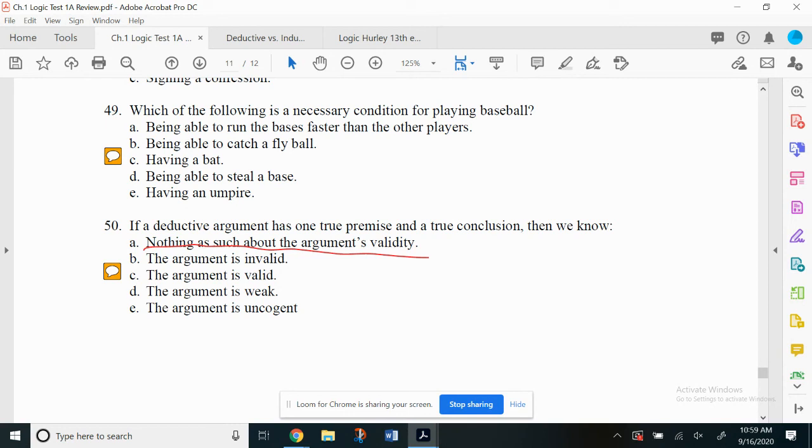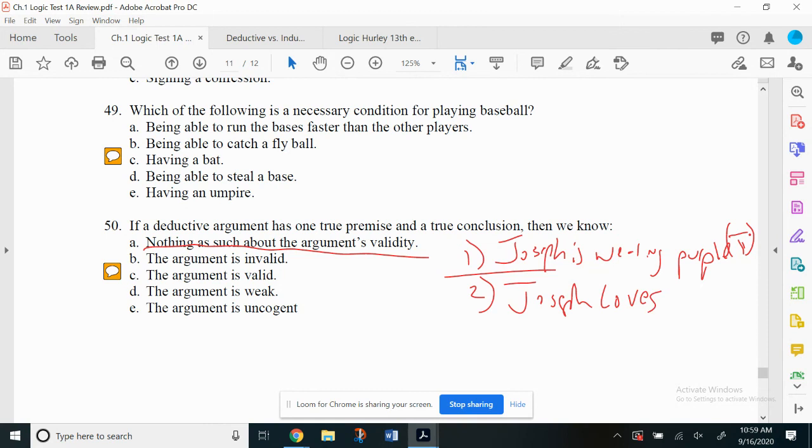Okay, so I'll give you an example of this. Like right now, as I'm talking with you, Joseph is wearing purple. I'm wearing a purple shirt. You know what I'm saying? It's true. And then I say, Joseph loves Bayern Munich. That's a soccer team. Both of those are true. I totally love soccer. Are you kidding me? And oh my gosh, I just have to let you know, Bayern Munich just won Champions League. All right, just got to brag. Anyways, so both statements are true, right? One's a premise, one's a conclusion.